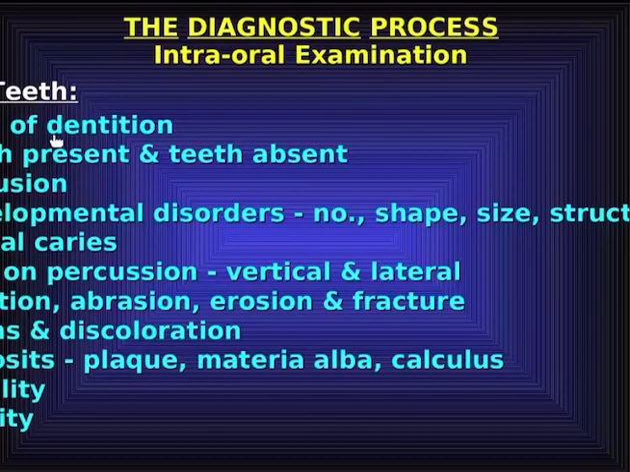First of all, we'll see what is the type of dentition, and how many teeth are present or absent. Maybe deciduous or permanent, maybe 32 teeth or some teeth are missing, or developmental disorders like number, shape, size, structure, or dental caries, which is very common. You're also going to check percussion, which is vertical and lateral, or defects like attrition, abrasion, erosion, discoloration, or deposits like plaque, calculus, mobility, and you're also going to check for pulp vitality.